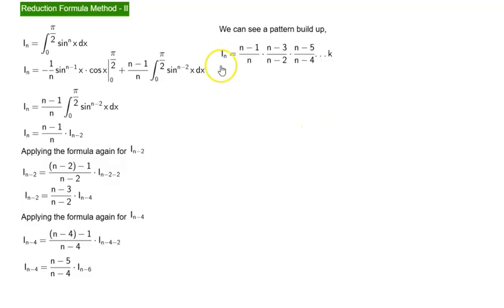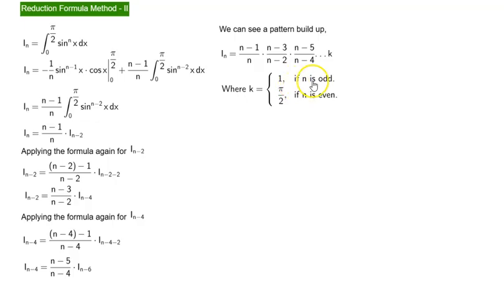So the pattern is I sub n is equal to n minus 1 by n times I sub n minus 2, which is n minus 3 by n minus 2 times I sub n minus 4. I sub n minus 4 is n minus 5 by n minus 4. And it will keep on going till some factor k. Now here k would be what?